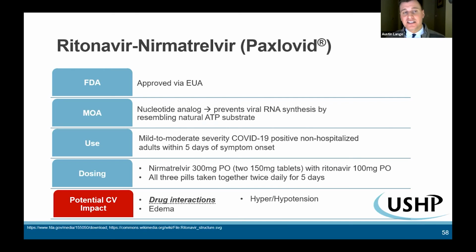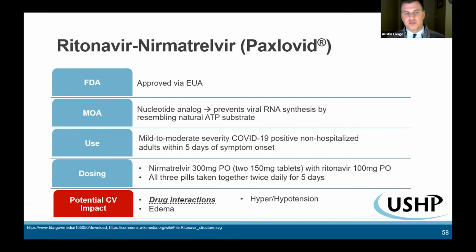As opposed to Paxlovid, which has had some recent controversy, so to speak, within the community, the medical community specifically. So it's kind of the test to treat. So pharmacists may be dispensing this medication to patients. We'll talk about the drug-drug interactions in a second, but it is approved via emergency use authorization, and it acts as a nucleotide analog, which prevents RNA synthesis by resembling that natural ATP substrate. And again, similar to Molnupiravir, it's for mild to moderate COVID, non-hospitalized, within 5 days of symptom onset.